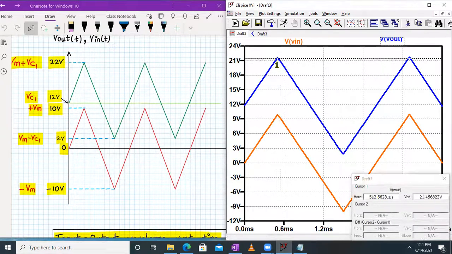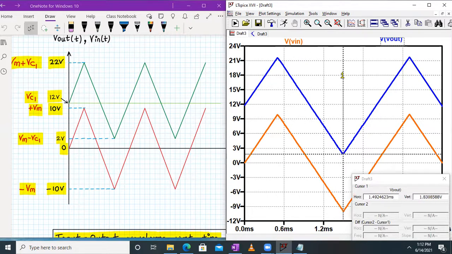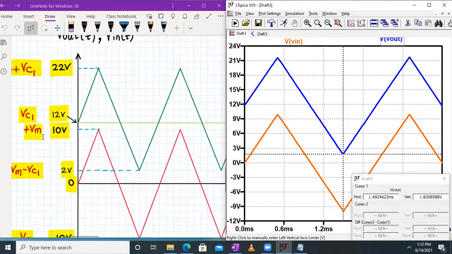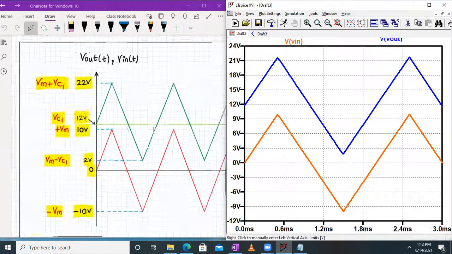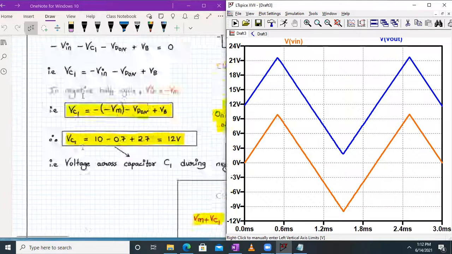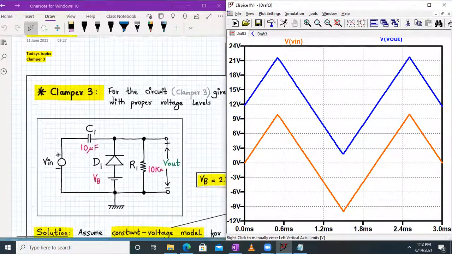So let me check the peak value. It's around 21.65. That's absolutely fine because the diode voltage might not be 0.7. And for the negative peak, we are getting around 1.83. That is also fine. It should be 2 according to our analysis, and 22 and 2. So in this case, it will be a biased positive shunt clipper because it is shifting the output waveform up. I leave the analysis of this clamper circuit to you.